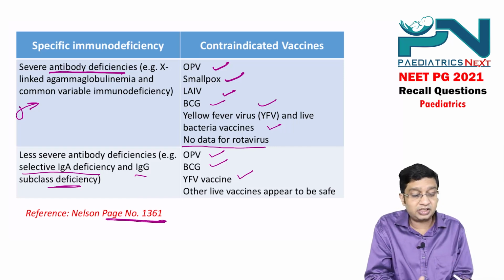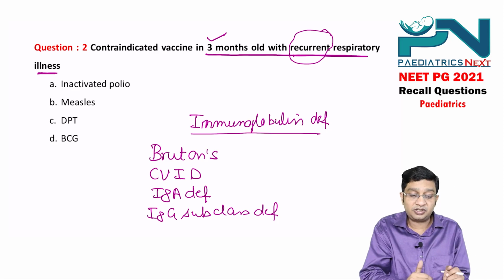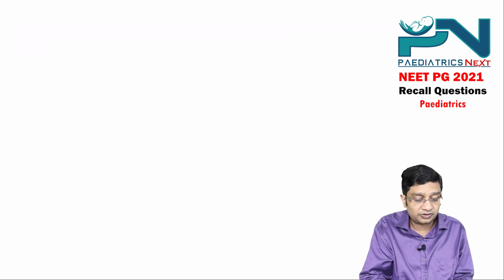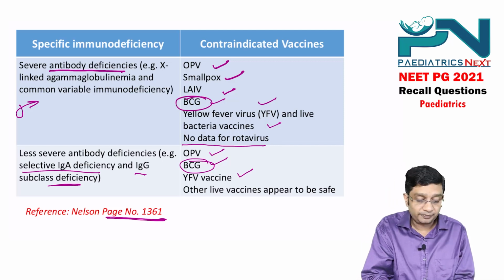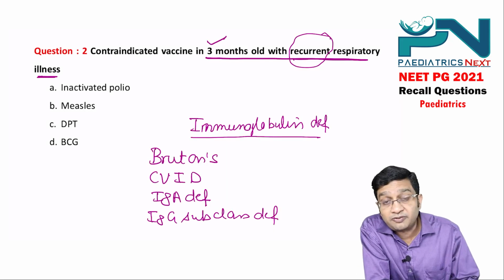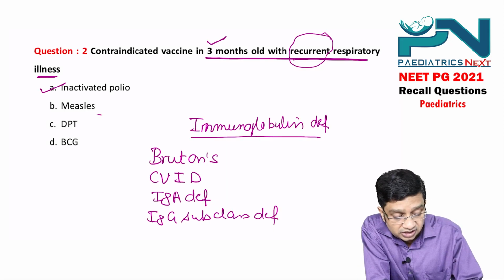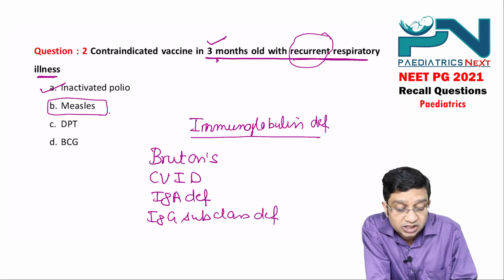So if I apply this to the question which has been asked here, it is not mentioned whether it is severe immunodeficiency or less severe, but if you see in both of them, the common thing which we can take is the BCG. So if you see particularly here, inactivated polio can very well be given. Measles: now this measles at 3 months of age, if it is given, it is not an indication.